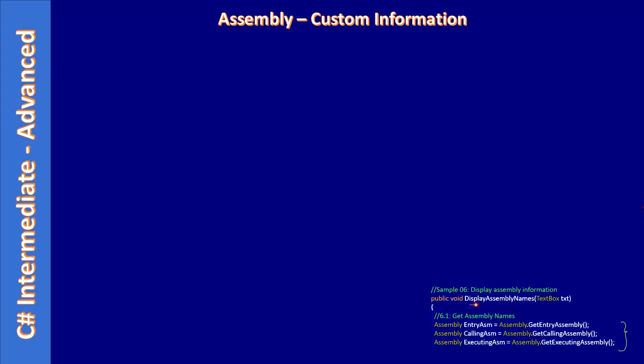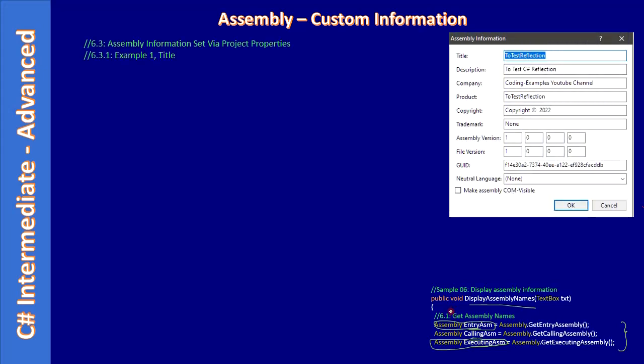That's what we are doing at the start of this function. Entry assembly, calling assembly and executing assembly. Here we want to retrieve assembly information we set for our DLL project. So we are going to make use of executing assembly. And suppose if you want to retrieve the assembly information for the exe, then you should be using the entry assembly. So this is the assembly information for our DLL project.